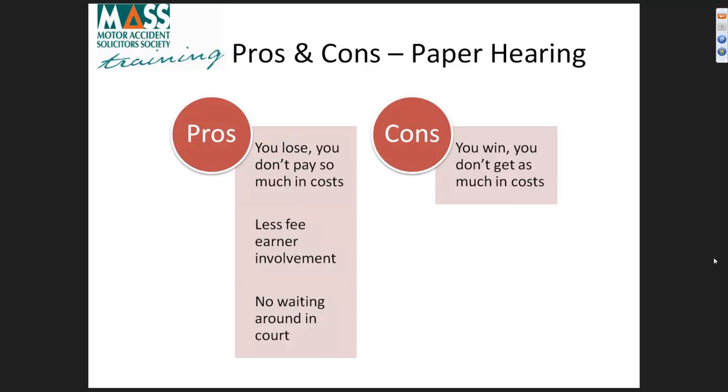Downside, if you win, you don't get as much in costs. Simple as that. You go to an oral hearing, don't forget, it's £500 plus your success fee. So if your success fee is potentially 100%, that's another grand that you're looking at. Not, of course, that we're all money driven, but it does tend to help. Okay, let's now look at an oral hearing.